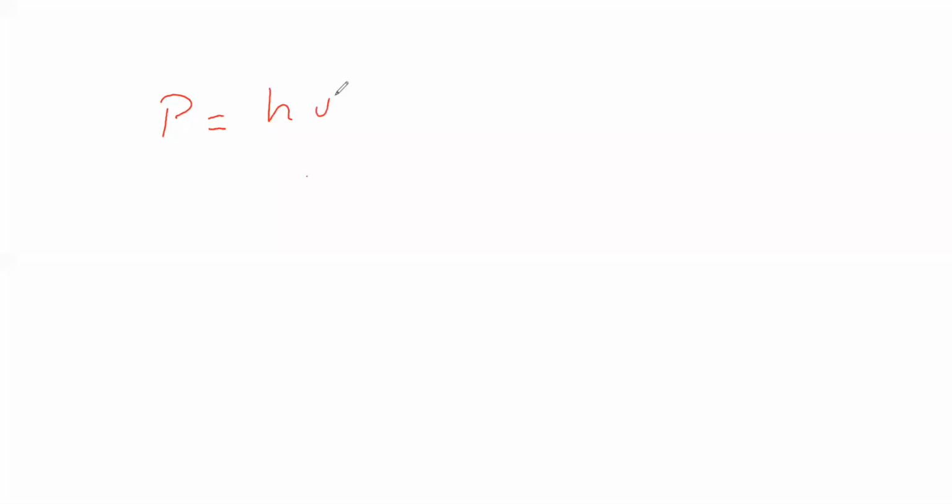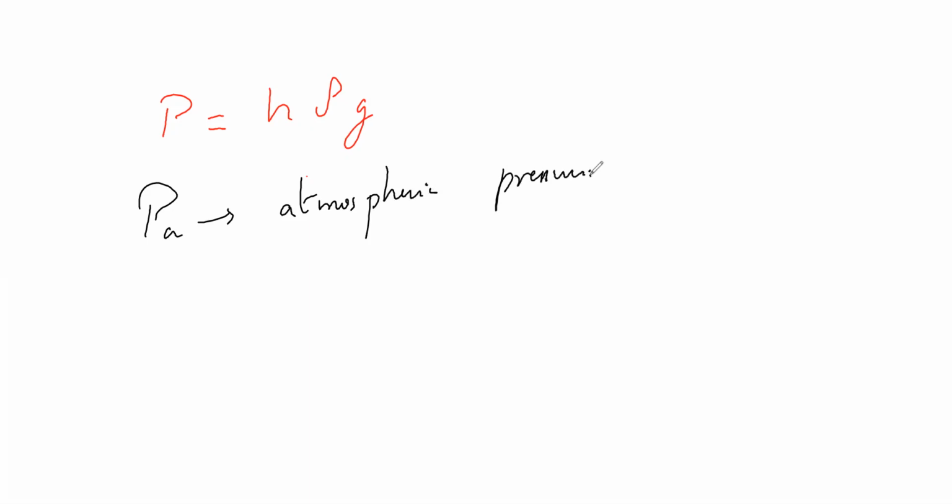Fine. And one more important formula in this: P is equal to H rho G, where P is the pressure, H is the height of the liquid, rho is the density, and G is the acceleration due to gravity. Suppose we have something called PA. PA stands for atmospheric pressure. Then the total pressure is P is equal to PA plus H rho G.